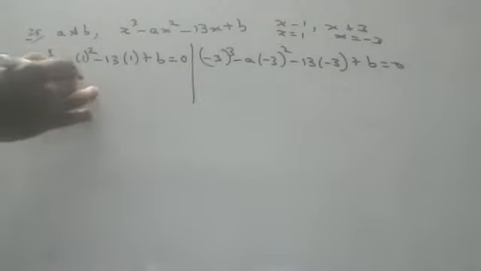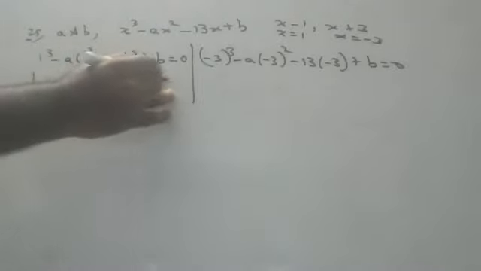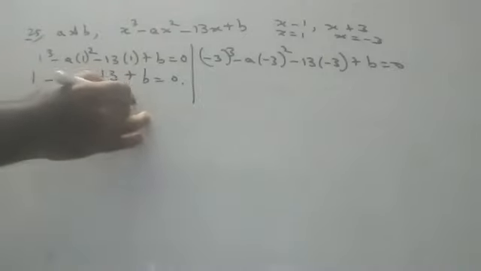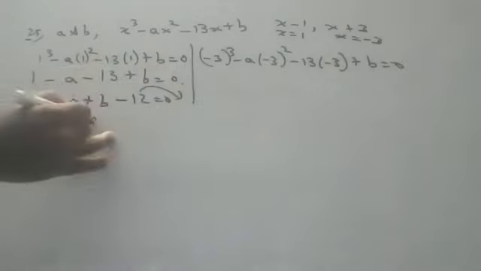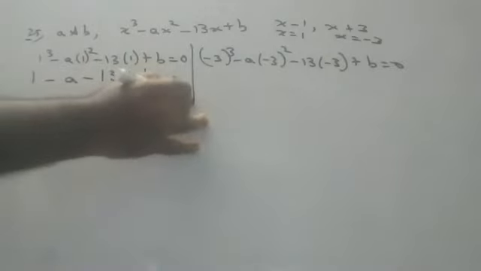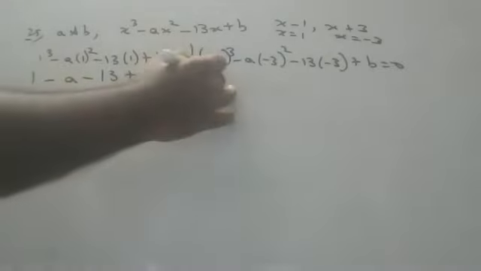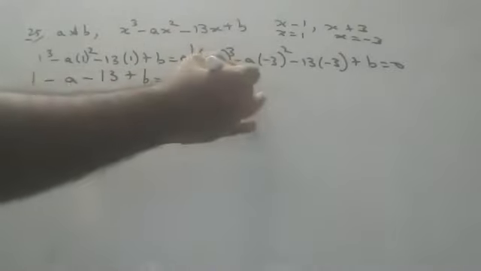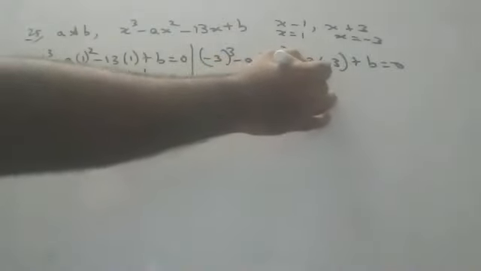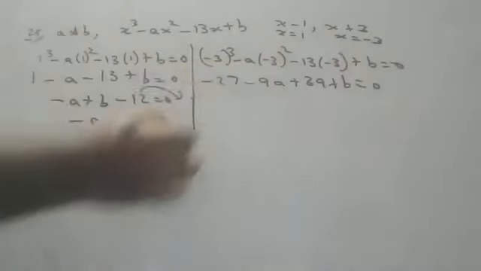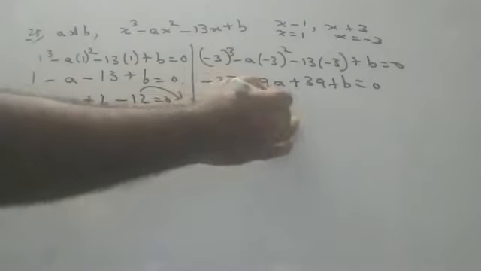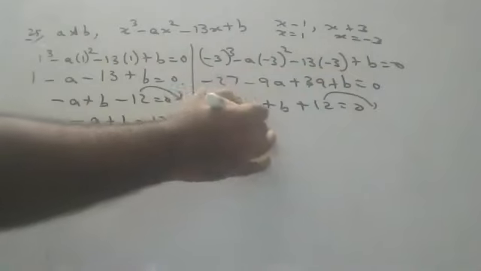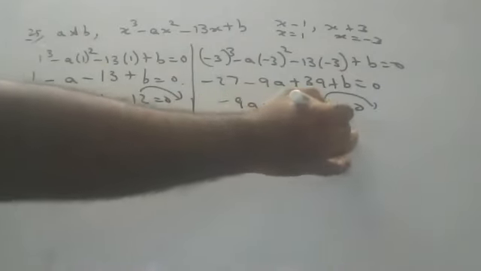So how much will you get? 1 minus a minus 13 plus b is equal to 0. Minus a plus b, 1 minus 13 is minus 12, is equal to 0. Minus a plus b is equal to 12. Now the other: minus 27 minus 9a plus 39 plus b is equal to 0. Minus 9a plus b, 39 minus 27 is how much, children? Plus 12 is equal to 0. 12 comes here, minus 9a plus b is equal to minus 12.